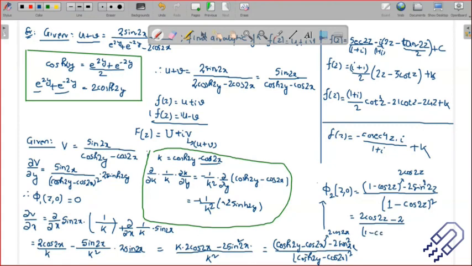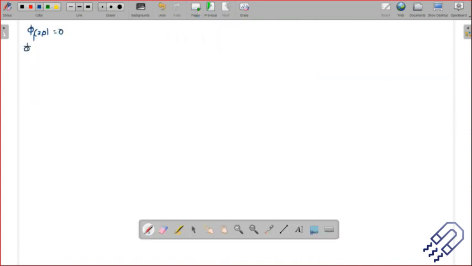Very preliminary, I should not do it here. Cos of 2z whole square. So this is my phi 2z. So I got phi 1z and I got phi 2z. Let's proceed. Phi 1z0 is 0, and phi 2z0 is equal to 2 cos 2z minus 2 divided by 1 minus cos of 2z whole square. So that's it, right? If I just put the values, we get this.